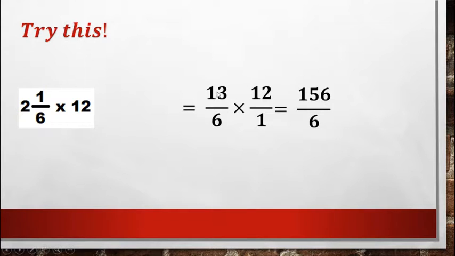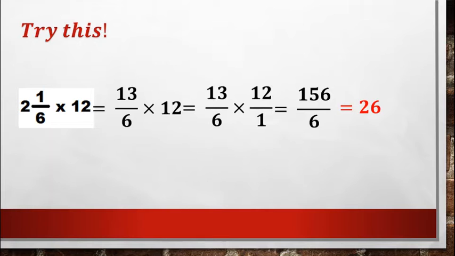So we need to multiply them. 13 times 12, that is 156. 6 times 1, it's equal to 6. So if you divide it, we got the final answer of 26. So that is how we find out what will be the final answer of multiplying a mixed number by a whole number.